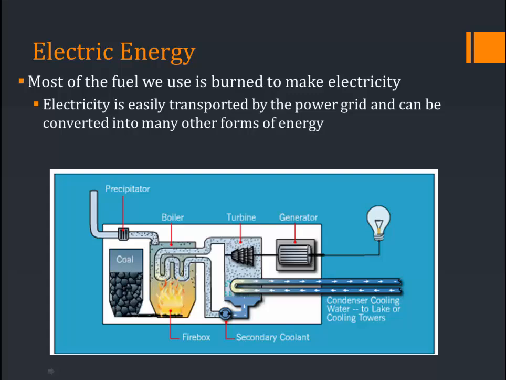into other things. We can plug in a vacuum cleaner, we can turn on a light bulb, we can turn on a toaster, we can turn on electric motors. Any of those things that we rely on for electricity is just converting electrical energy into some other form of energy. But first we had to get electric energy.